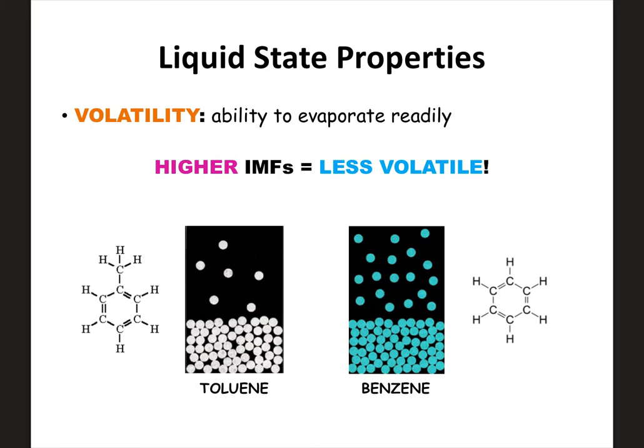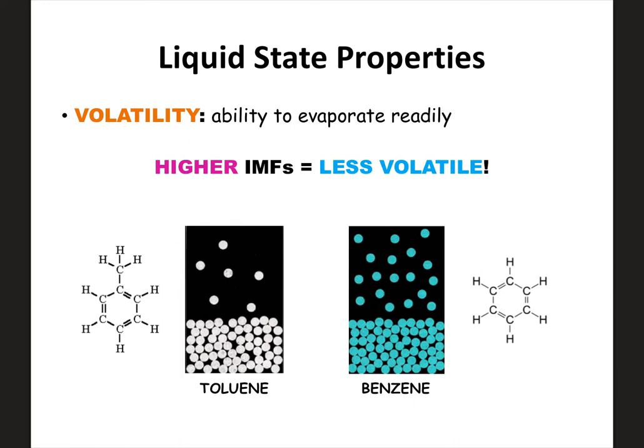Volatility is the ability to evaporate, or basically the ability to enter into the gas phase. So when we're talking about something being volatile, we're talking about a substance that can easily go from the liquid phase and enter the gas phase. This one is opposite of the other ones, right? If you have more IMFs, stronger IMFs, you're going to be less volatile. And you really need to think about that.